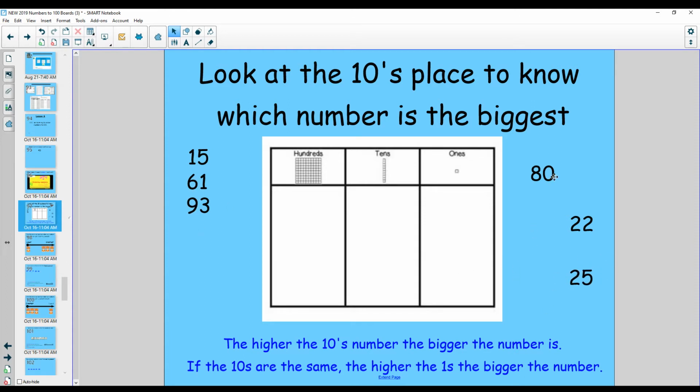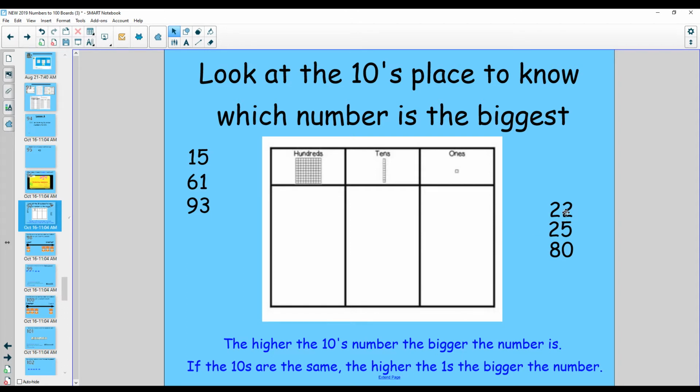How about these numbers over here? We have 80 and 22. Yes, 22 is smaller than 80 because look at the tens place. And same with 25. 25 is smaller than 80. So the higher the tens number, the bigger the number is. If the tens are the same, the higher the ones is the bigger number.